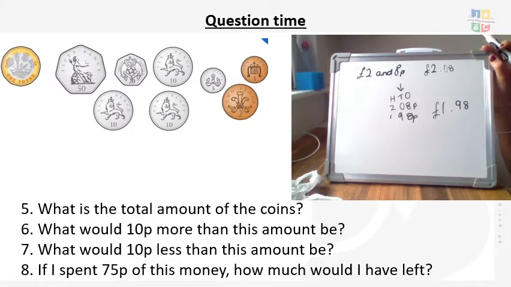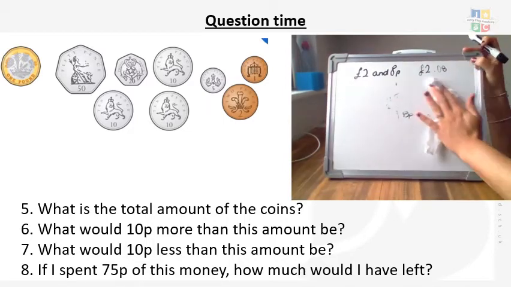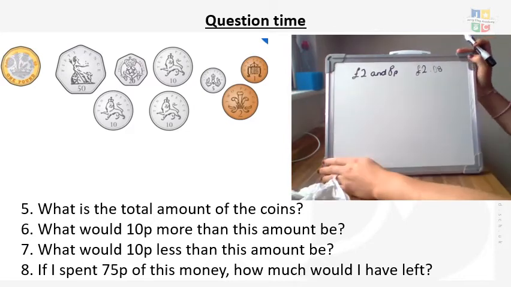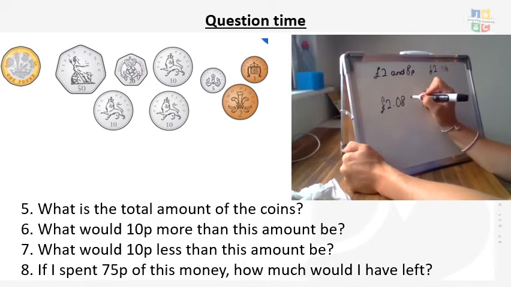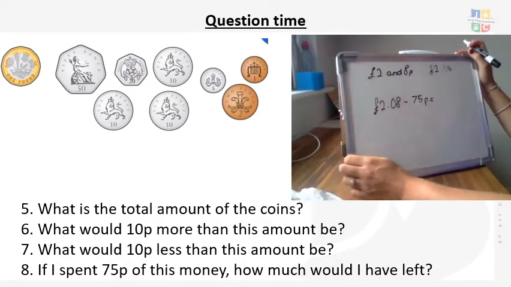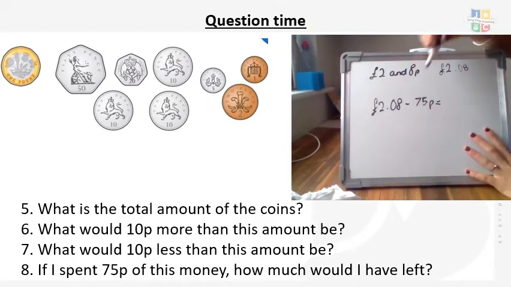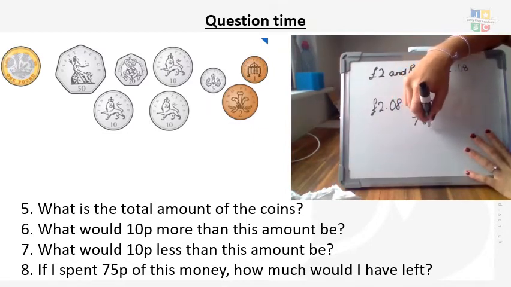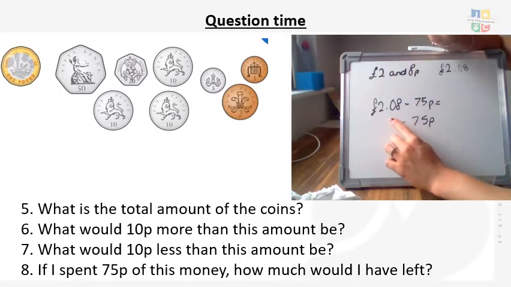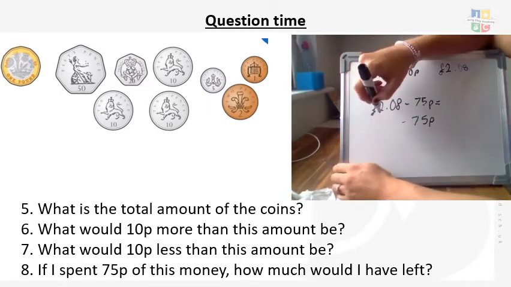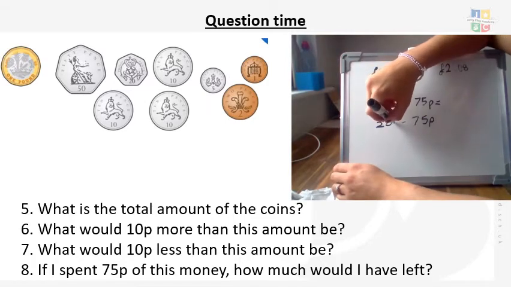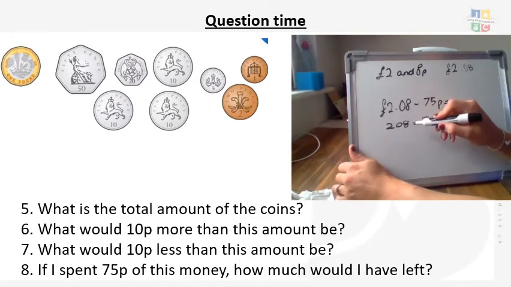Okay. The last one on this one: if I spent 75 pence, how much would I have left? So I want to do £2 and 8 pence, take away 75 pence. Now in order to do this, we're going to convert it, so let's put it all into pence. Obviously 75 is already in pence. If I change it, it says £2.08, so I've got 100 pence in a pound, so it's 200 pence in £2, so I'm going to have 208 pence.